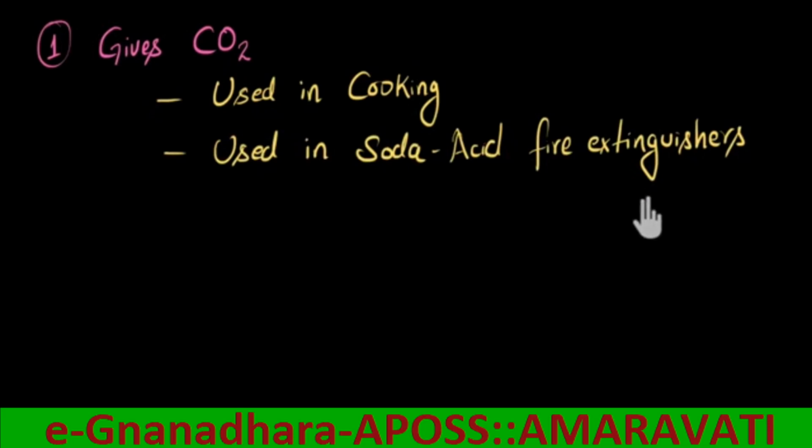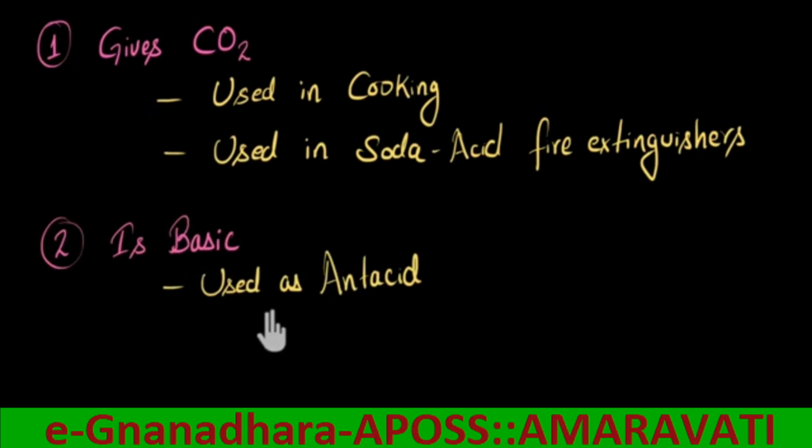And also, baking soda is basic in nature. So this can be used as an antacid. See, if you have acidity, meaning excess acid buildup in your stomach, then you can take a little bit of baking soda and this can neutralize the acid buildup in your stomach and give you relief. So since baking soda is basic in nature, it can be used as an antacid.